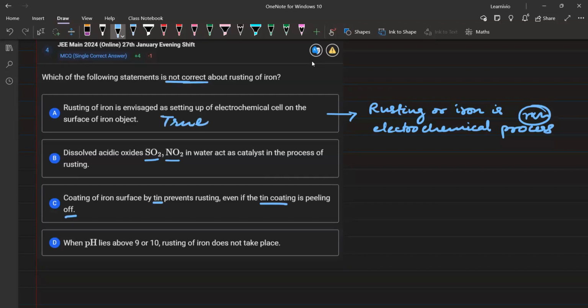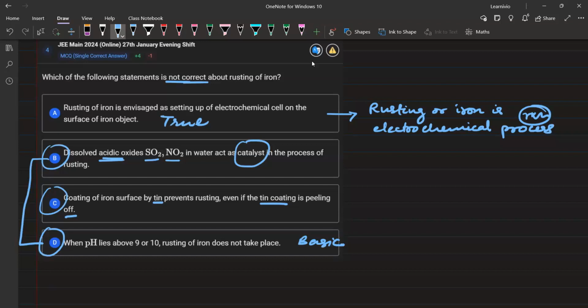Now let us suppose you don't know about B, C, and D. But if you look at the statements of B and D, it is saying when it is acidic, then it is acting as a catalyst, and when pH lies above 9 or 10, that means when it is basic, the rusting of iron does not take place. So if B is true, D should also be true. Make sense? Yes or no? Guys, tell me.